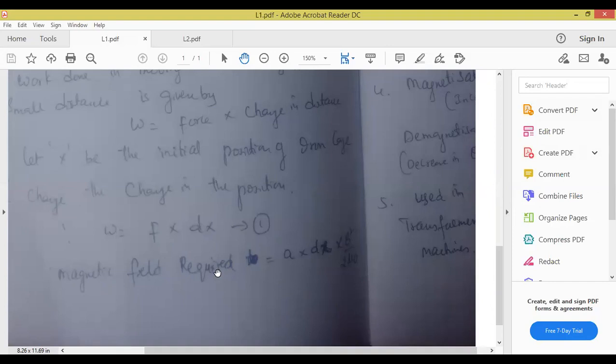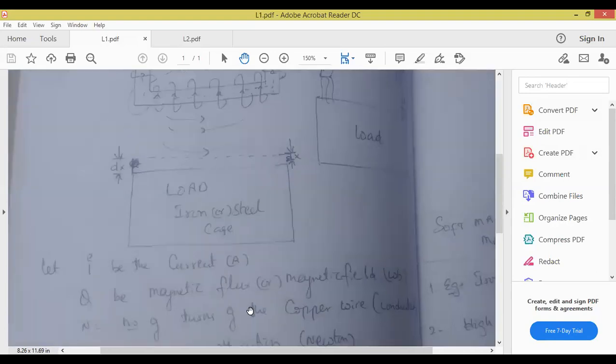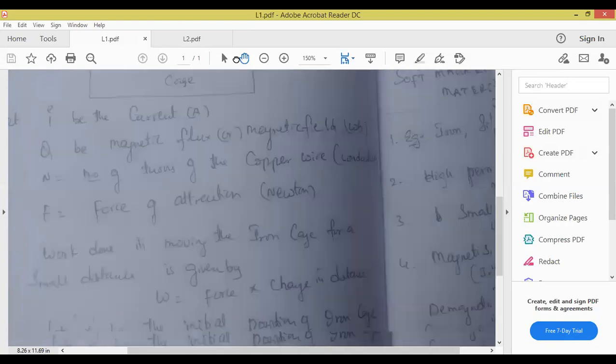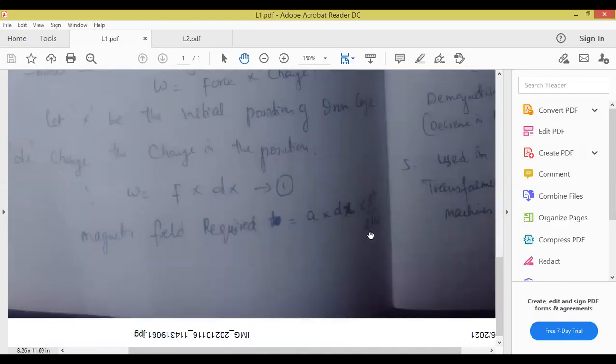What is the magnetic field required for the entire iron cage? For the entire iron cage, it is area of the cage, A, into dx, into B square by 2 mu naught. This you have to remember. Okay, now let us continue the derivation.